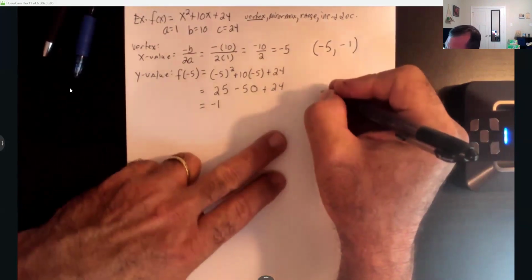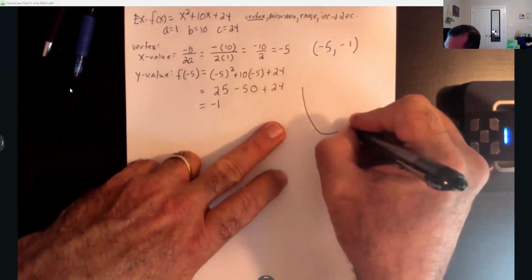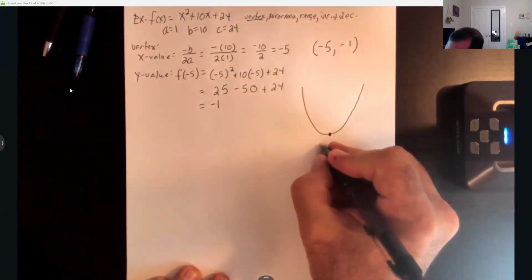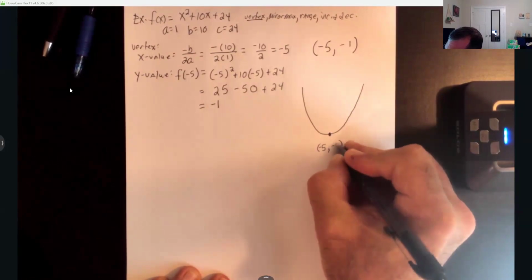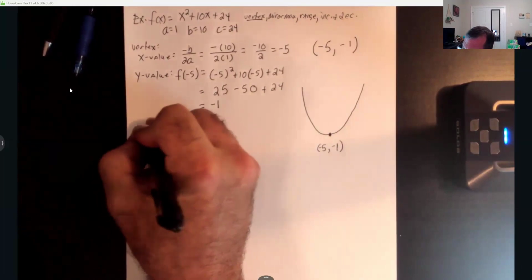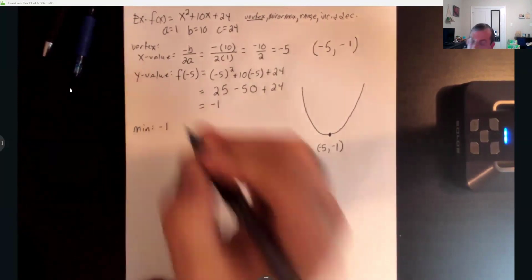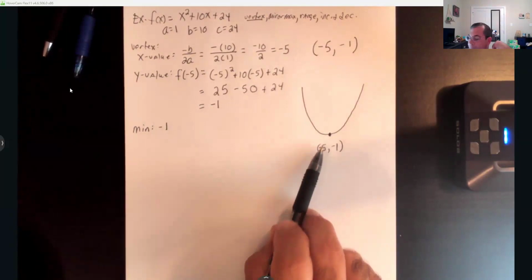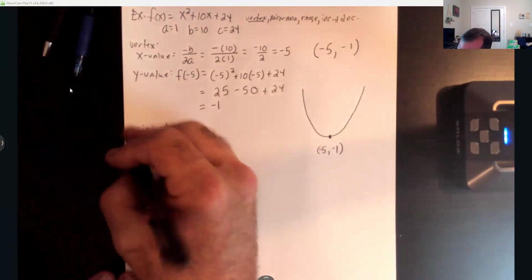So let's sort of draw what we got here. We've got our parabola coming down. We know this point right here is a minimum, and it equals negative 5, negative 1. So y'all, this is a minimum. And our minimum value would be the negative 1. So notice, this one didn't ask for the line of symmetry, okay? So the range is the y values.